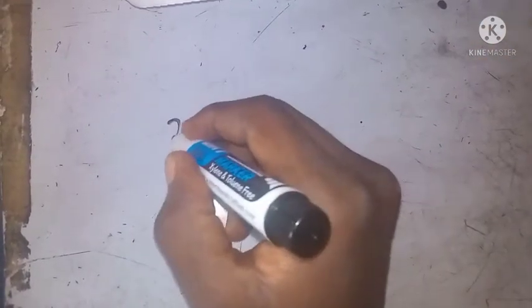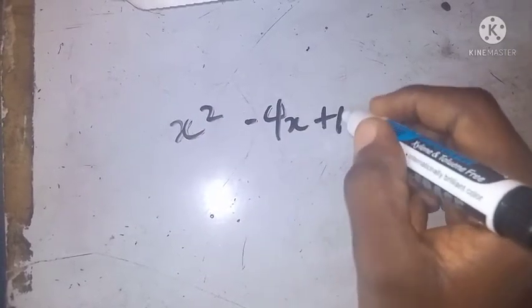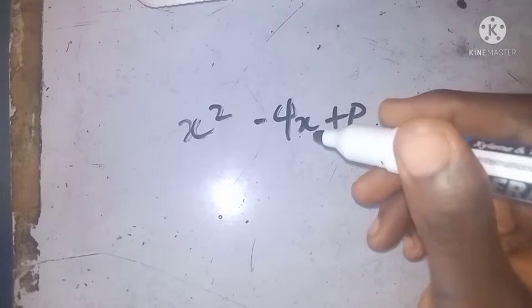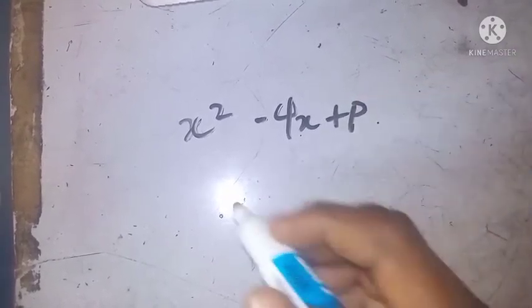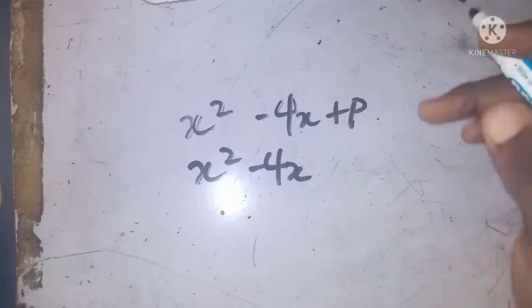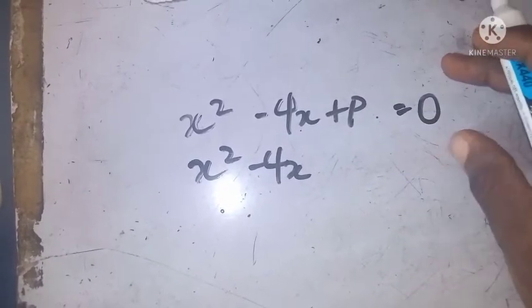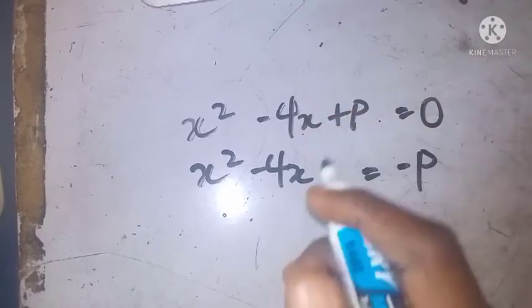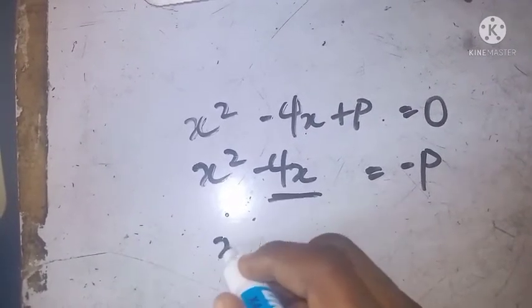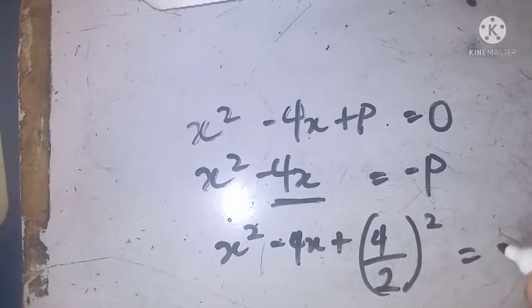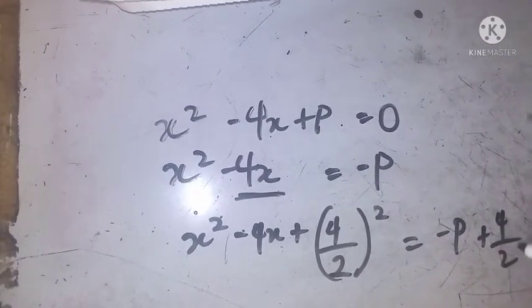Now, number 16 says, what value of p will make x squared minus 4x plus p a perfect square? It's very easy. The number that makes the equation a perfect square is the square of the half of the coefficient of x. What do I mean? Now, x squared minus 4x, this p, I want to isolate it. For instance, assuming there was an equals to sign equating it to zero, I would have moved it over to make it minus p. Now, I want to find the square of the half of the coefficient of x. The coefficient of x is 4. So, x squared minus 4x plus half, then square. I'll do the same for the other side, plus 4 over 2 squared.